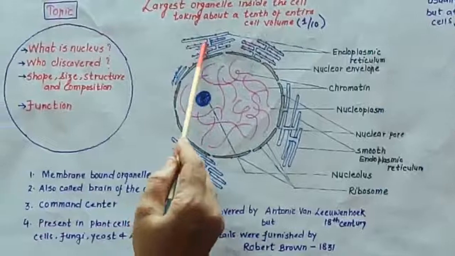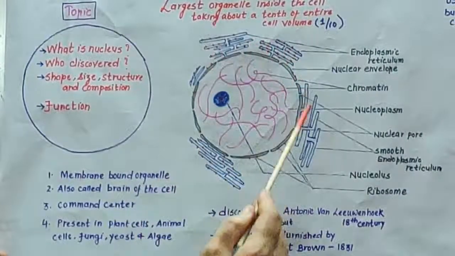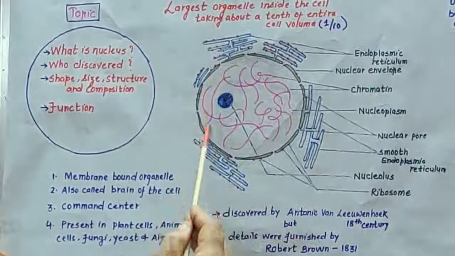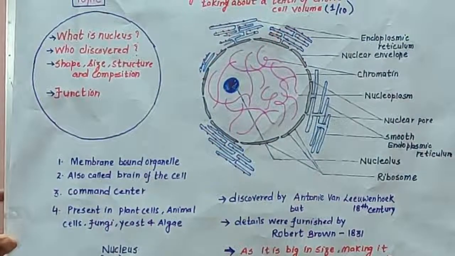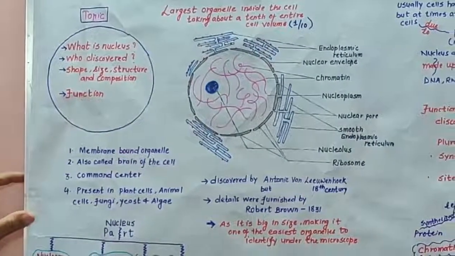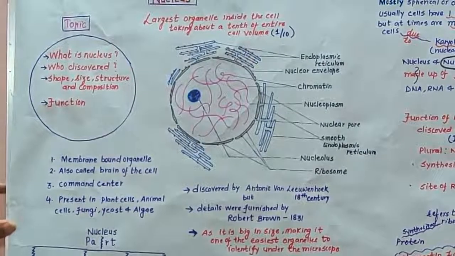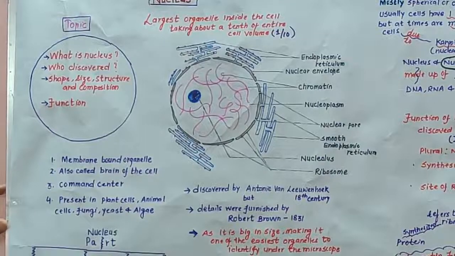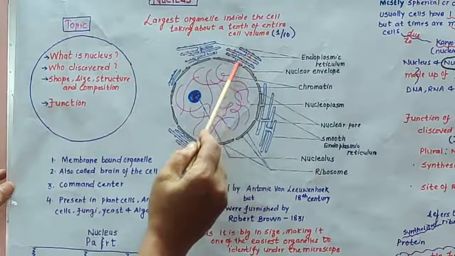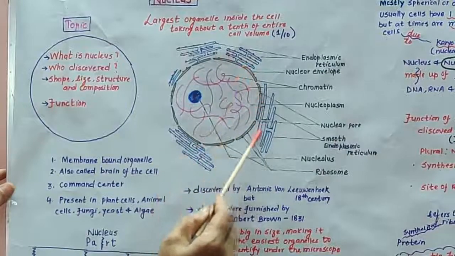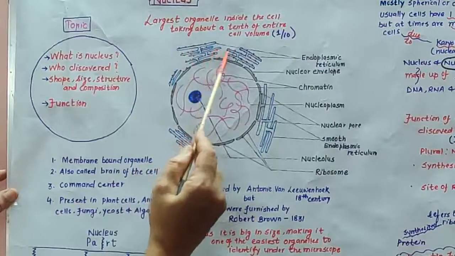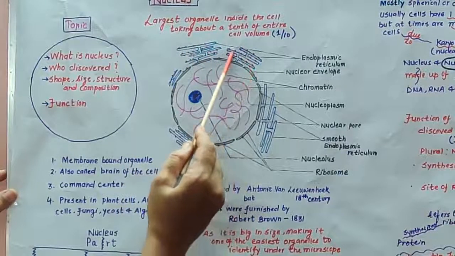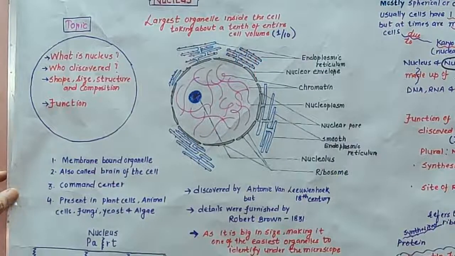It is connected to the endoplasmic reticulum. As you can see in the diagram, this nuclear membrane or the nuclear envelope is connected to the endoplasmic reticulum, which is a very important part of cell organelle, which we are going to discuss in the next video. So this endoplasmic reticulum is attached with the wall of the nuclear envelope. You can see this endoplasmic reticulum has got red dots over it. Now these red dots are called ribosomes. So this is rough endoplasmic reticulum.